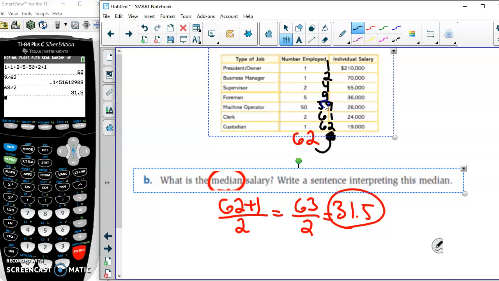That's my arrow. Okay, so we want to see when do we get to this 31.5 in our table. So if we look at our table, we look at our accumulation, we see that we don't really get to that 31st number until we get right in here.